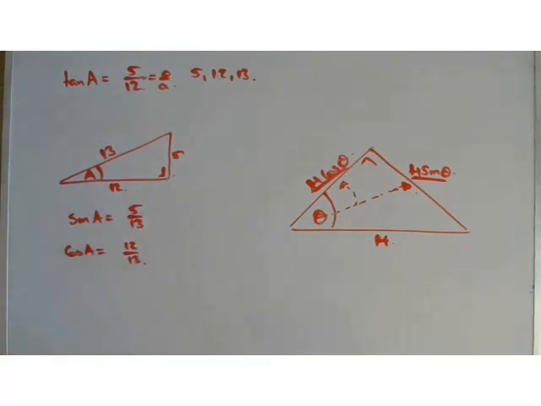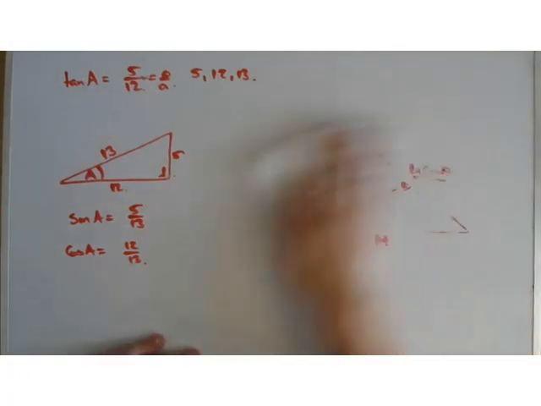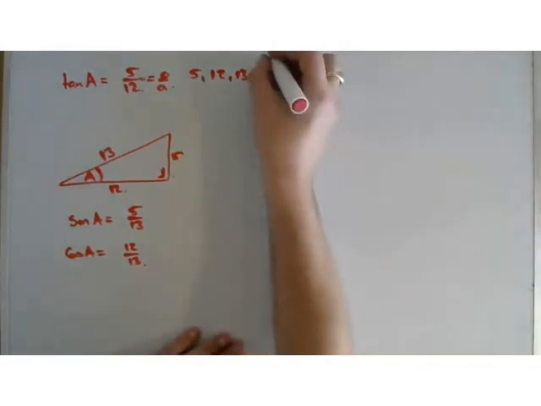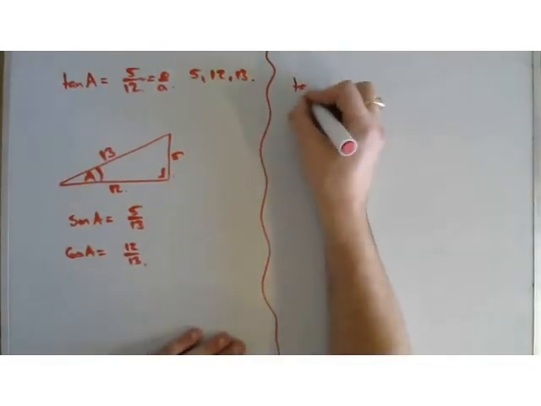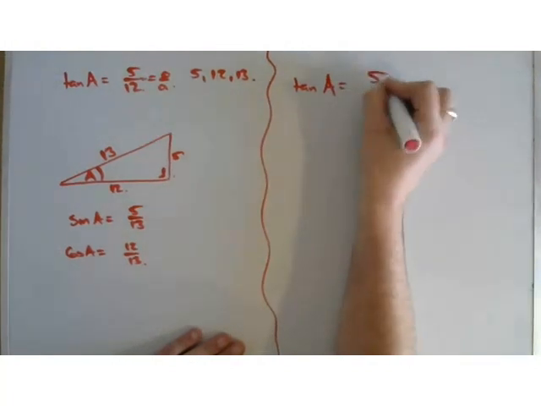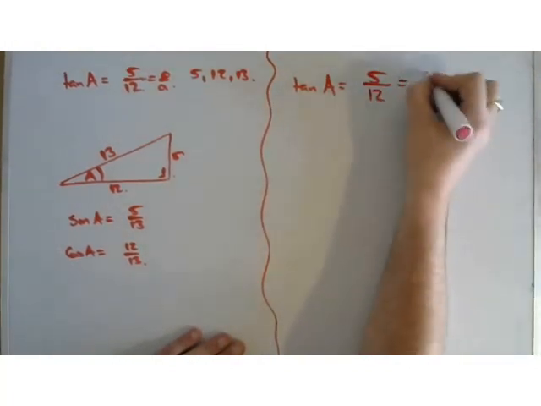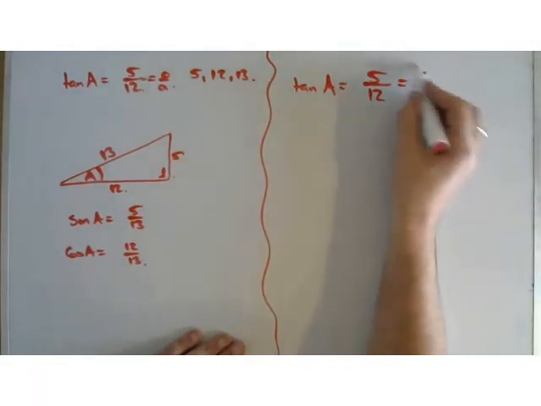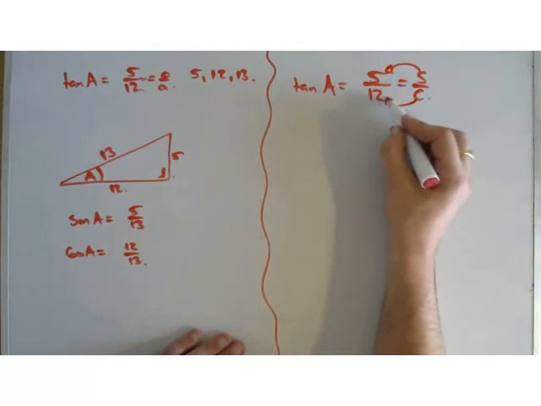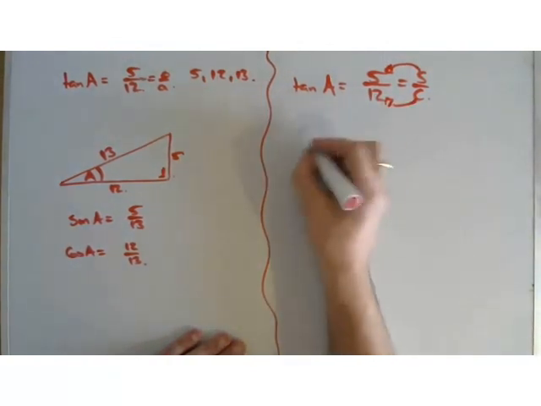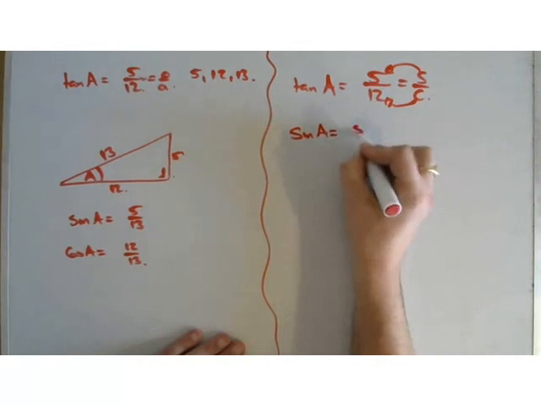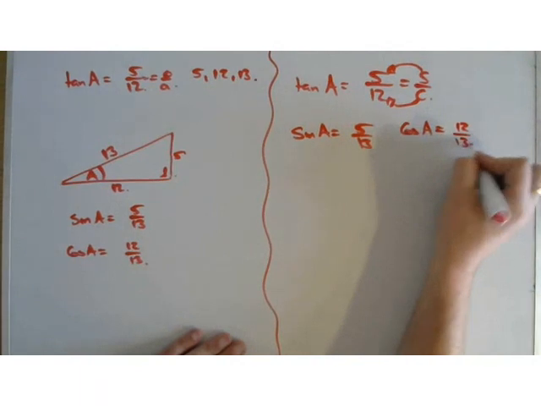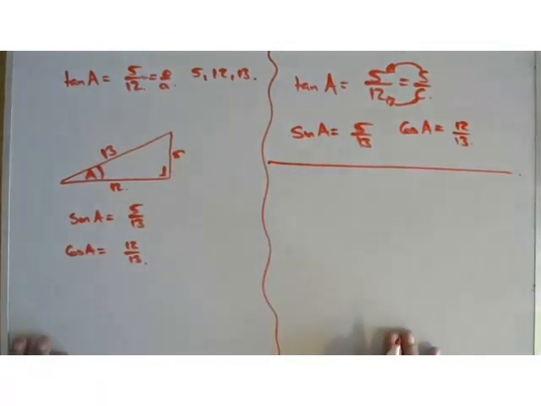Now, if it were me, I would just do this. Tan of A is 5 over 12. This is sine over cos. So the sine takes the 5 and the cos takes the 12. So sine of A is 5 over 13. Cos of A is 12 over 13.